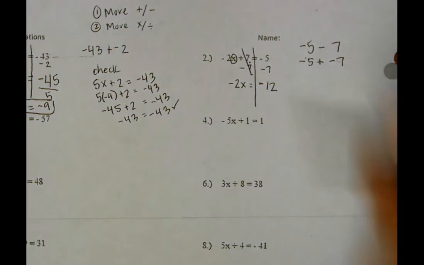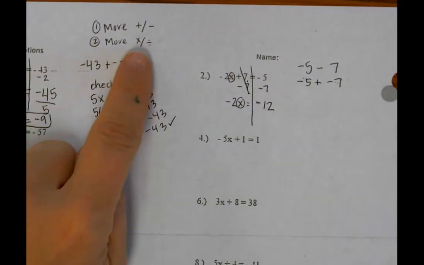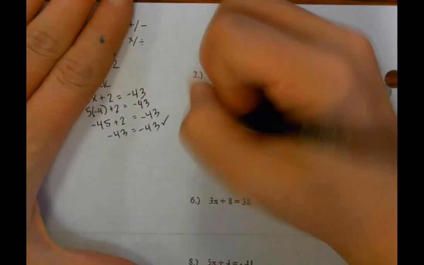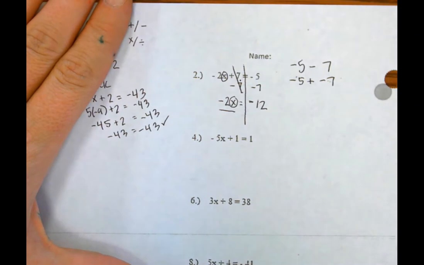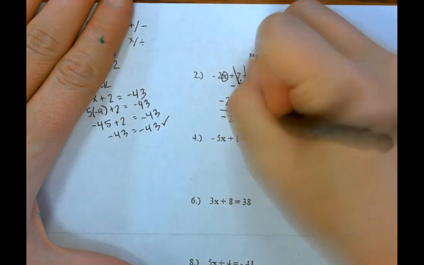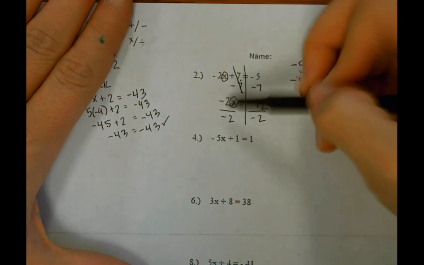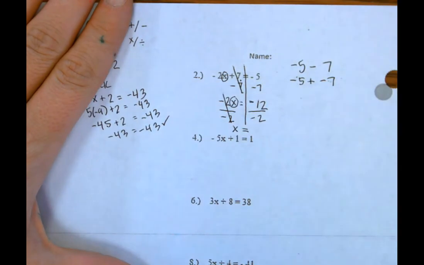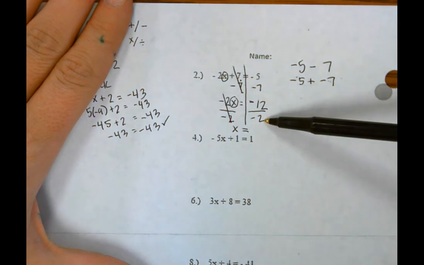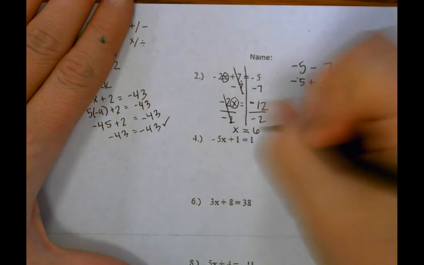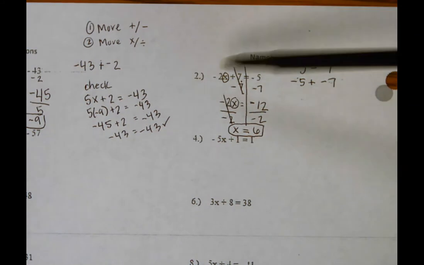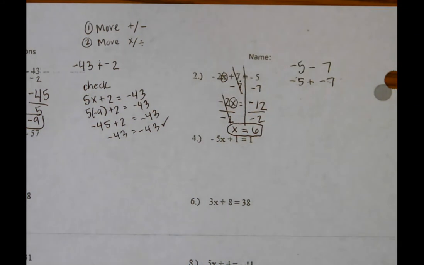Now I've almost got x by itself, but I've got to do one more step. Now I've got to get rid of my multiplication and division. This means I'm multiplying negative 2 times x. So to get rid of negative 2, to get rid of multiplication, I'm going to divide both sides by negative 2. Now negative 2 and negative 2 give me 1 on this side, so that gives me 1x. And then negative 12 divided by negative 2 would give me positive 6. So my answer is x equals 6. Again, if you wanted to check, you could plug that into your original equation to make sure you have the right answer.